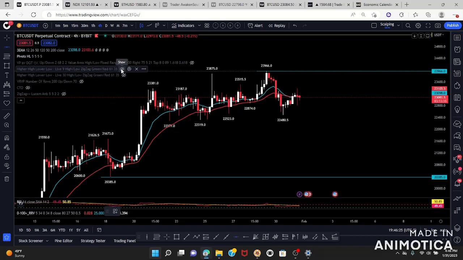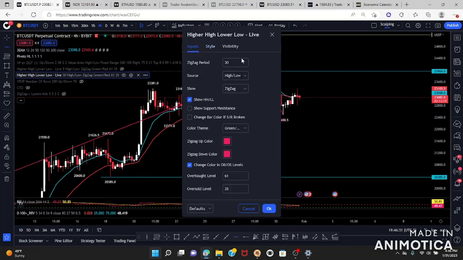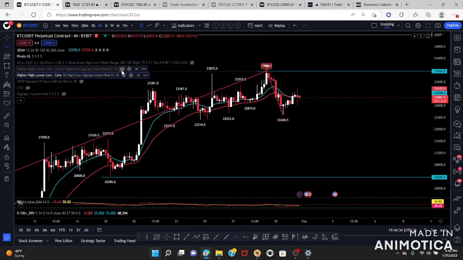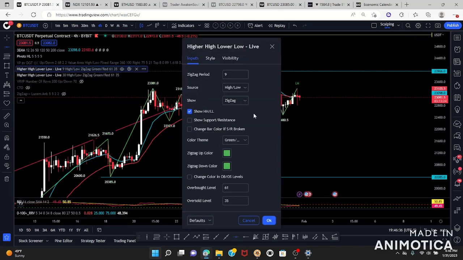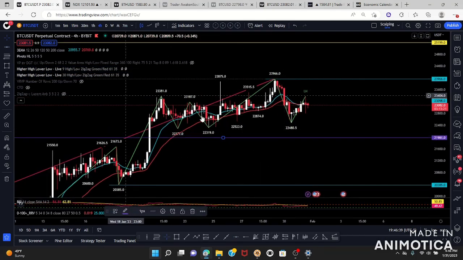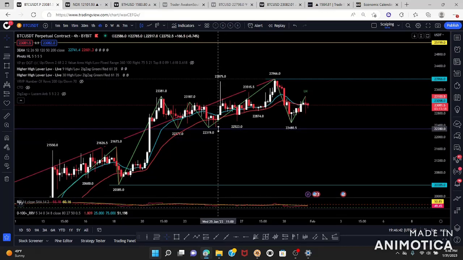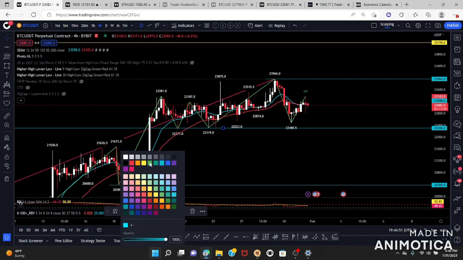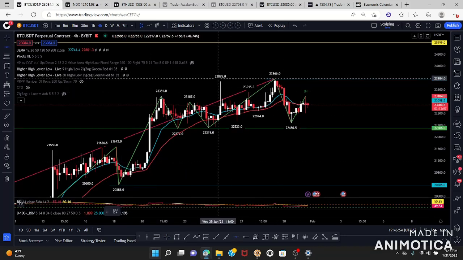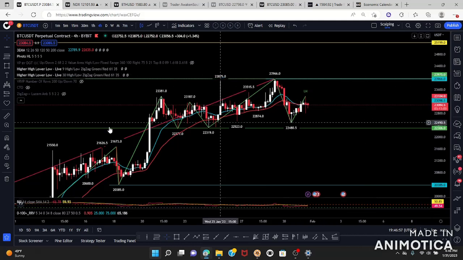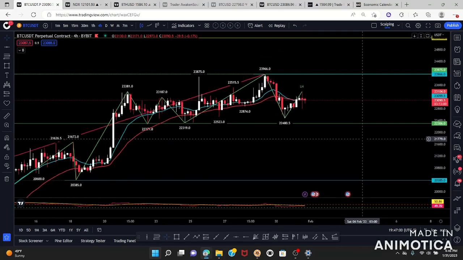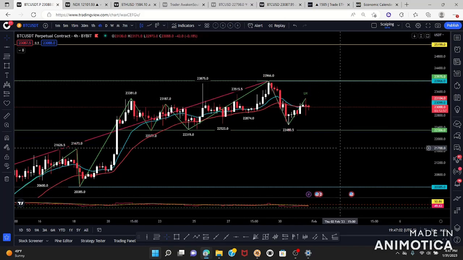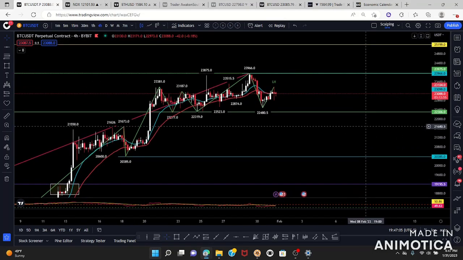Or I've been also using this higher high, lower low indicator, and I do use 2 of them. This is set at 30, and this one's set at 9. And I like to overlap them. So let's go ahead and mark our 4-hour support here. No, I already used blue. Let's go ahead and use green. And your resistance up here. Perfect. So within this range, we want to see what's next, right?